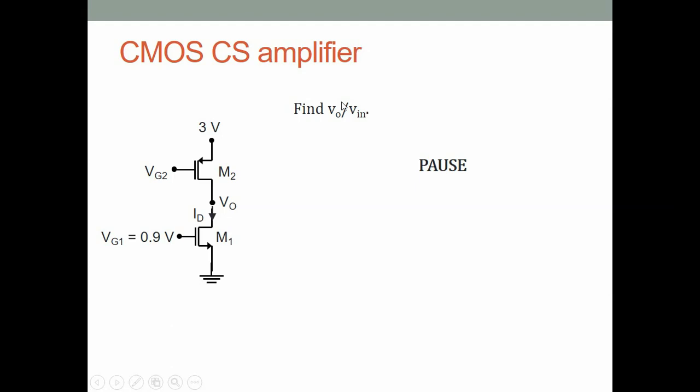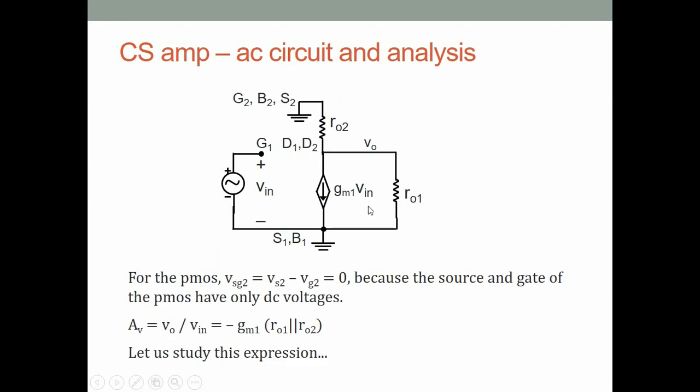Okay, I'll continue. So here is a small signal circuit. Let us think about this. So the input is applied between the gate of M1, G1, and ground. gm1 Vin is the NMOS dependent source. ro1 is the output resistance of the NMOS. Vin, of course, because VGS1 is equal to Vin.